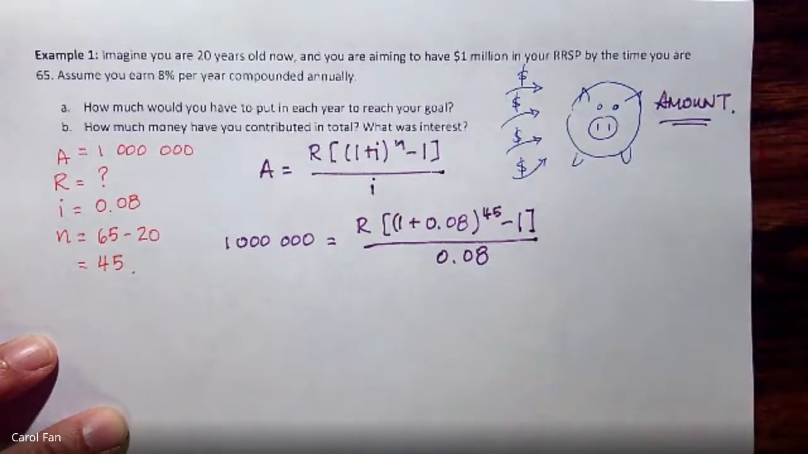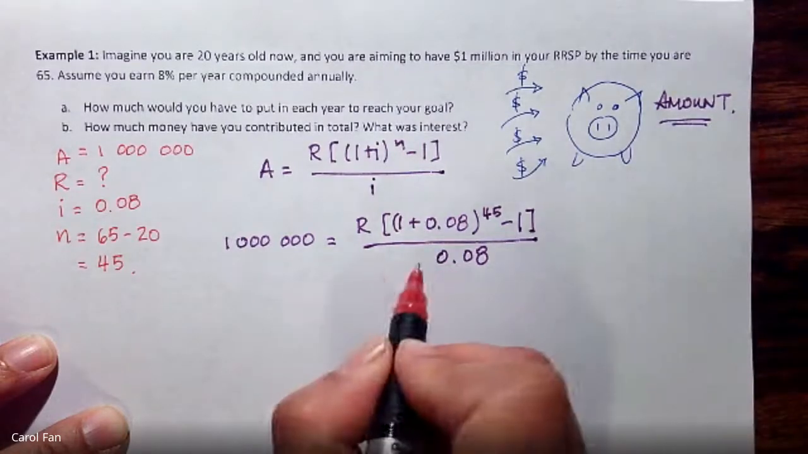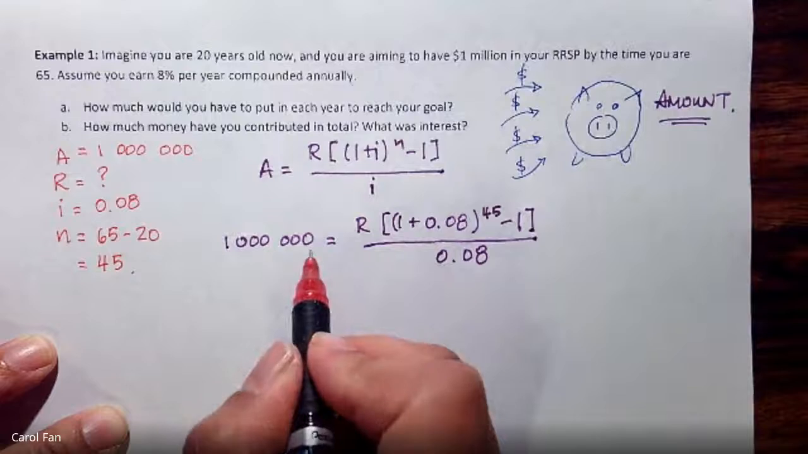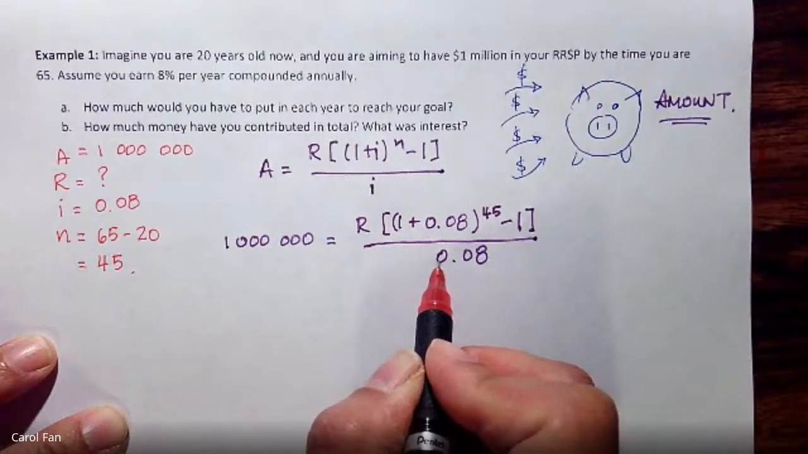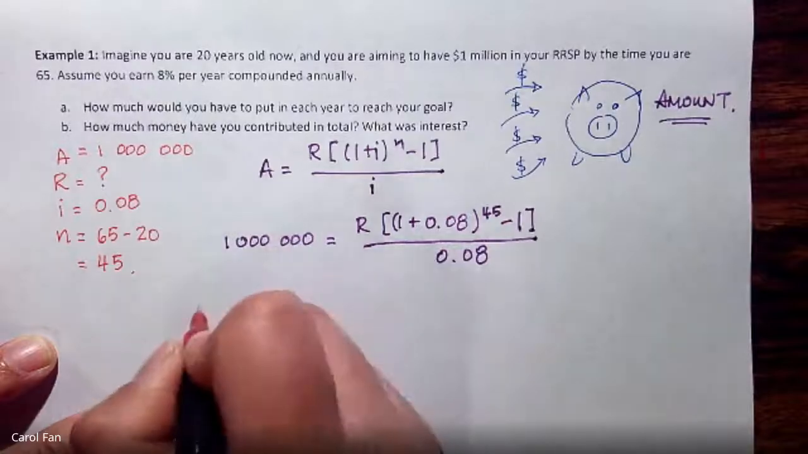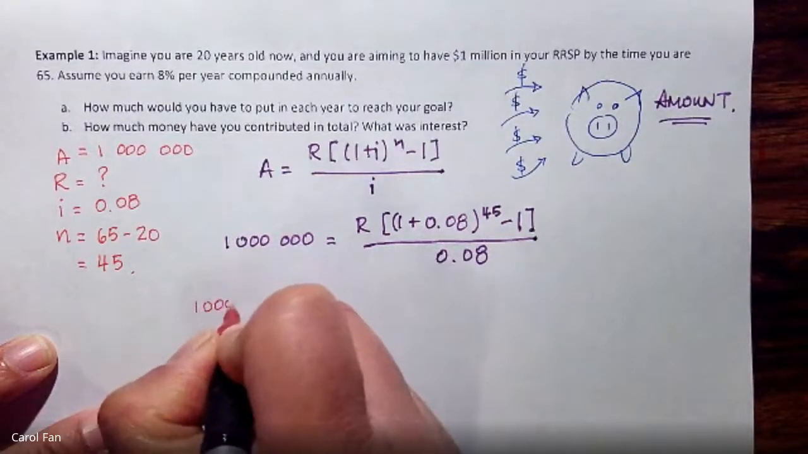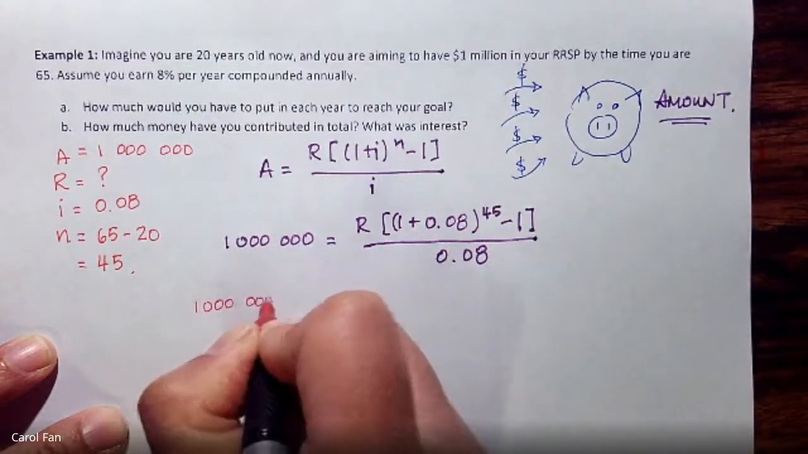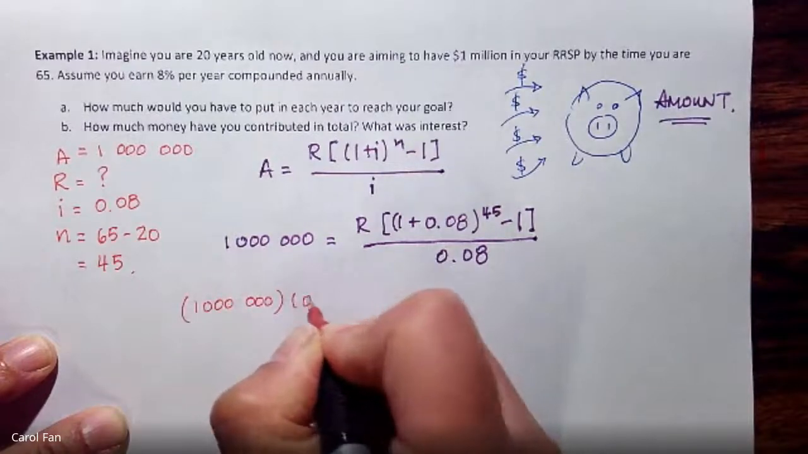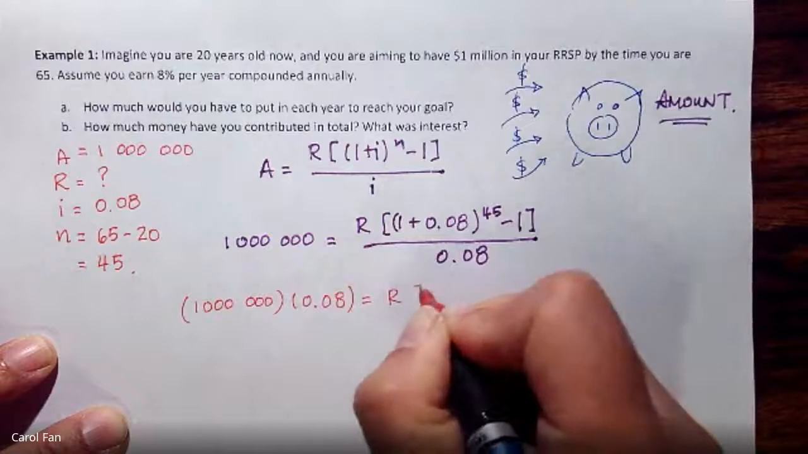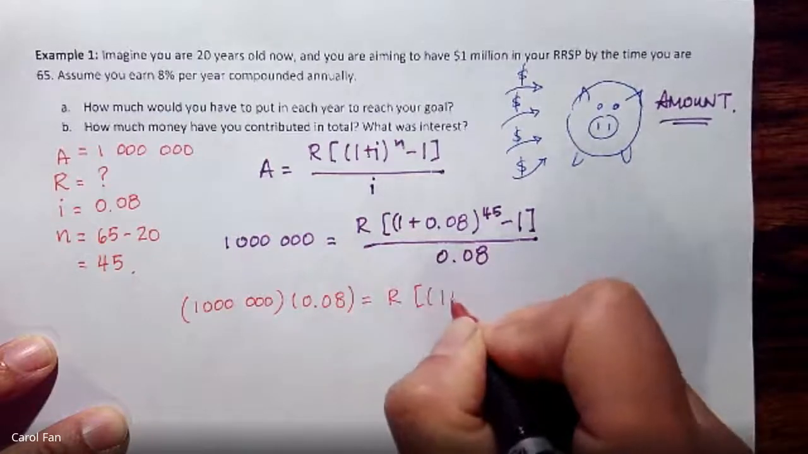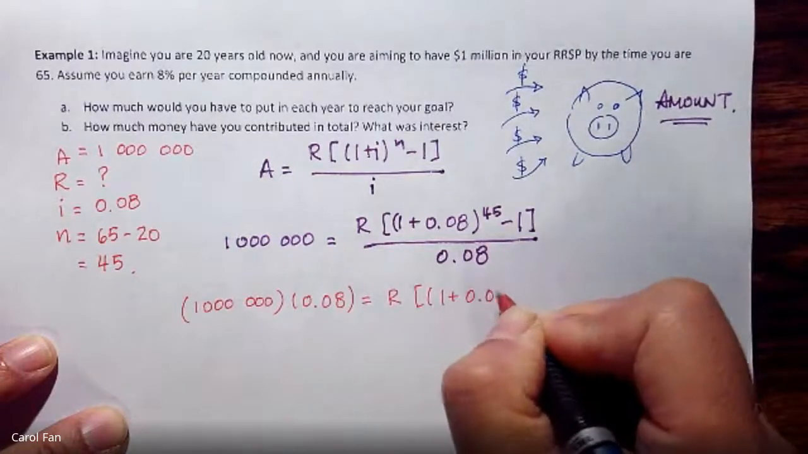Now, we're going to use algebra to solve for the R. First thing I'm going to do, because this is a ratio, I'm going to cross multiply. I'm going to take my denominator on the right side and multiply it with the numerator on the left. So 1 million times 0.08, that equals R times this entire bracket.